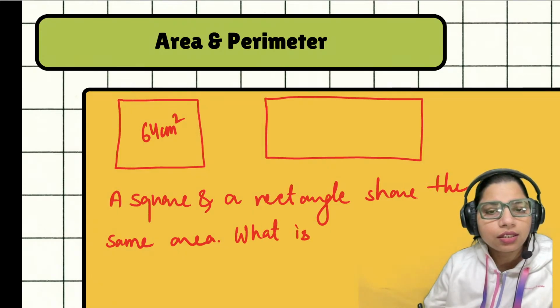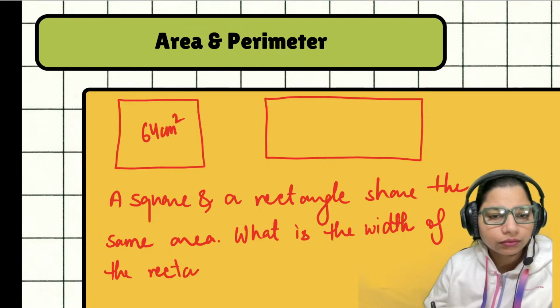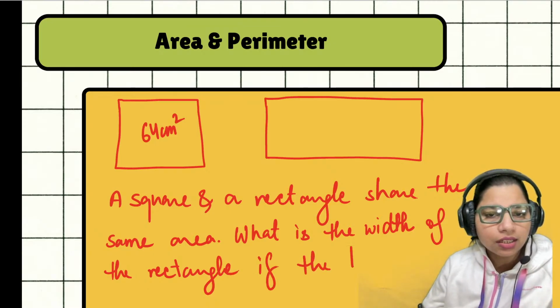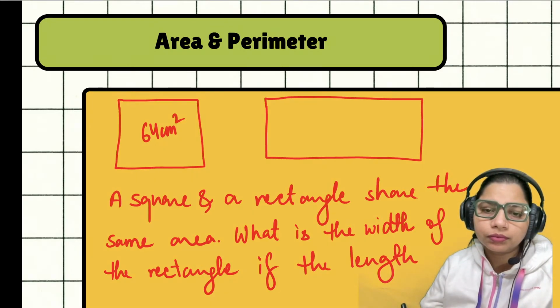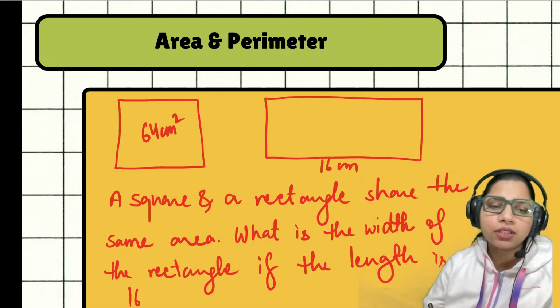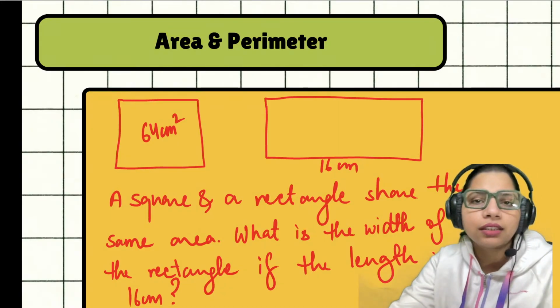What is the width of the rectangle if the length is 16 centimeters? So the length is 16 centimeters. We have to find out the width of the rectangle.